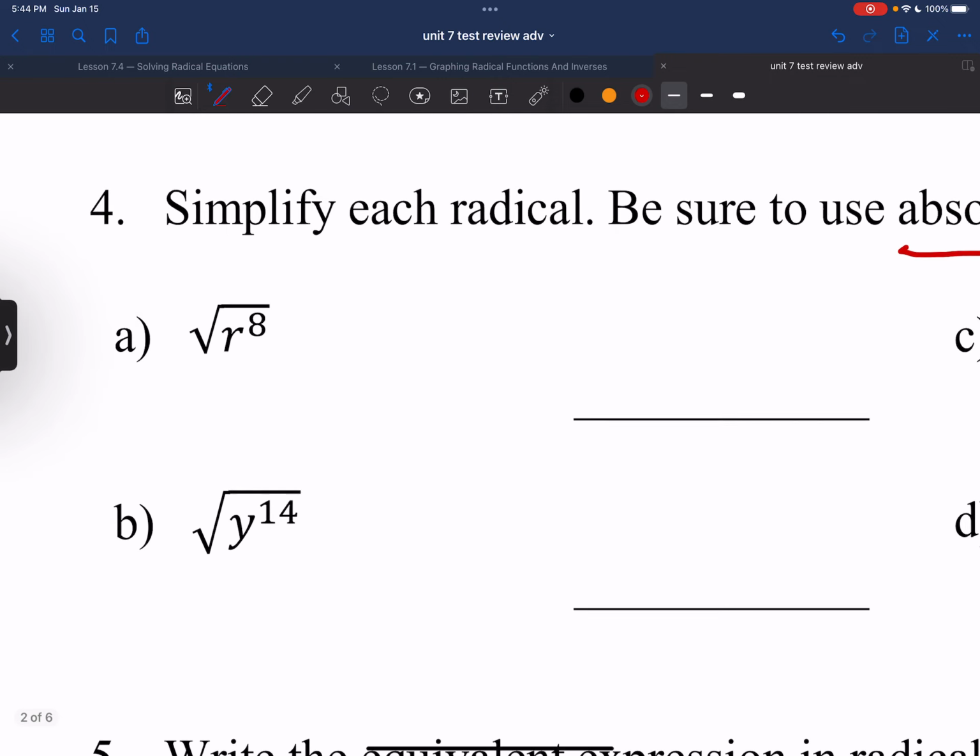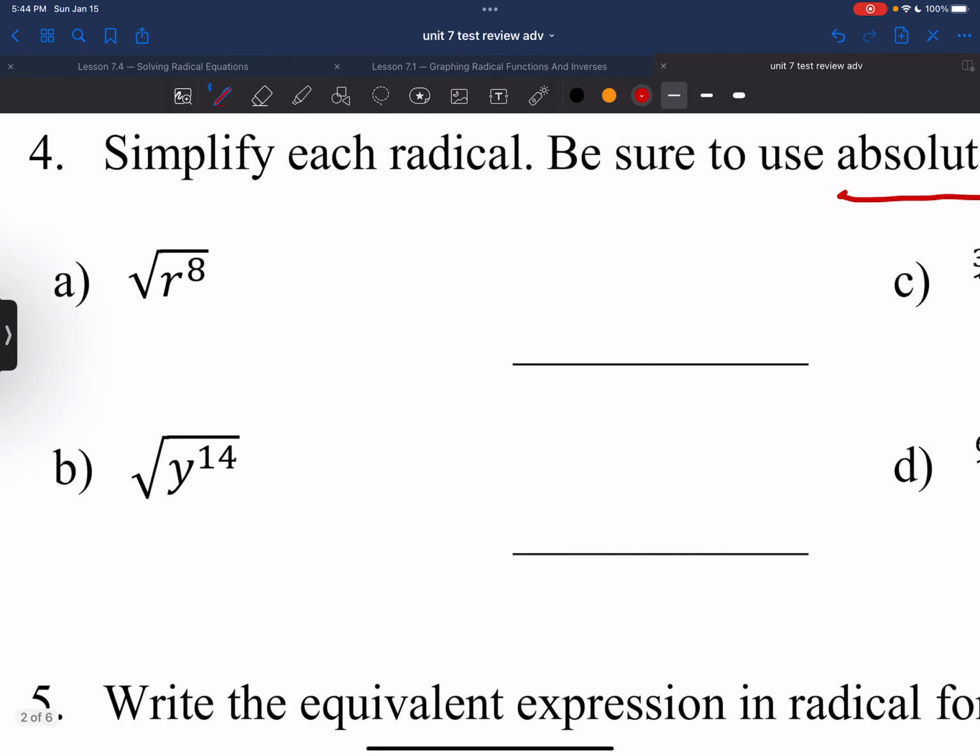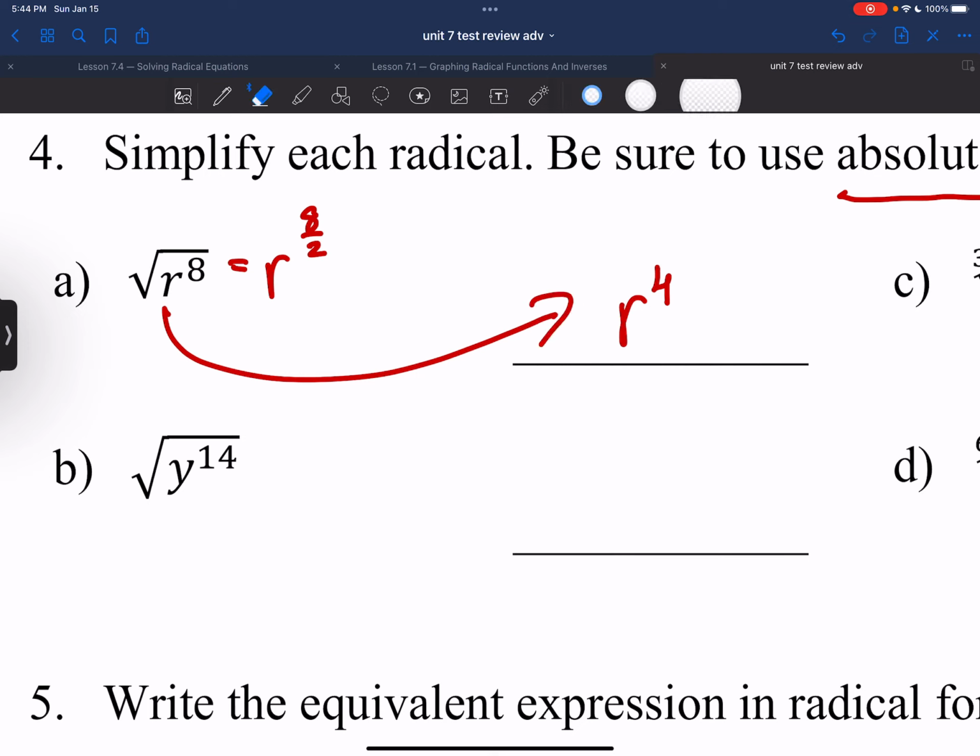So, start with r to the 8, under a square root. So I can say this is r to the 8 halves, which is just r to the 4th. Done. And look, if you understand this fact, you really should just be able to jump from here to here. You don't have to rewrite it, but that's the logic behind it. That's the reason why we get this.